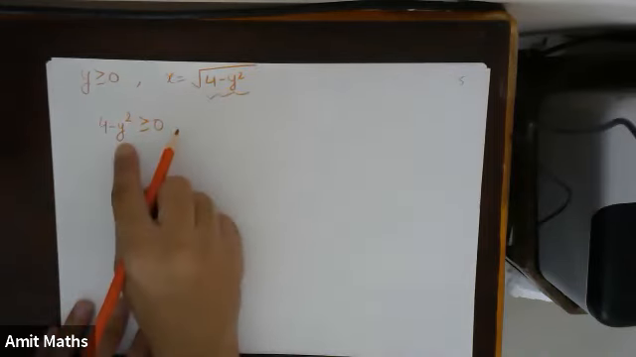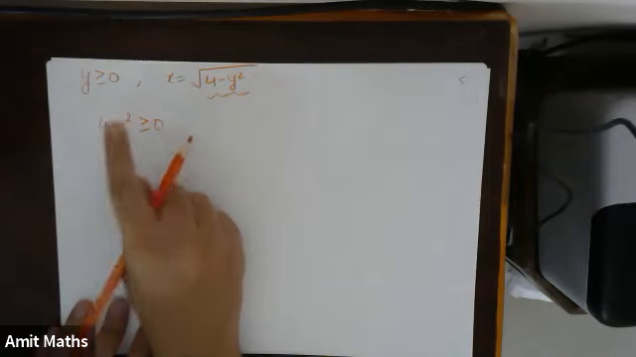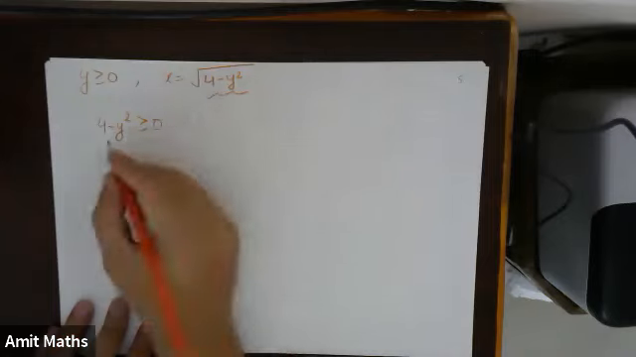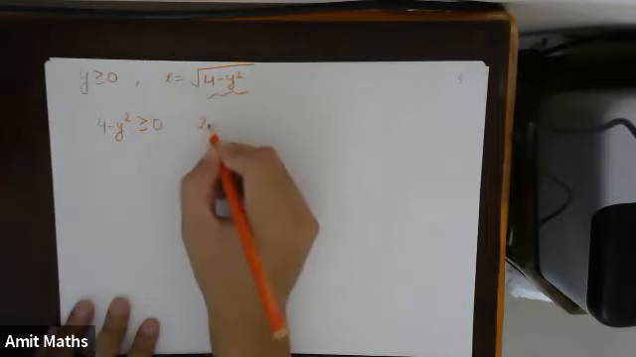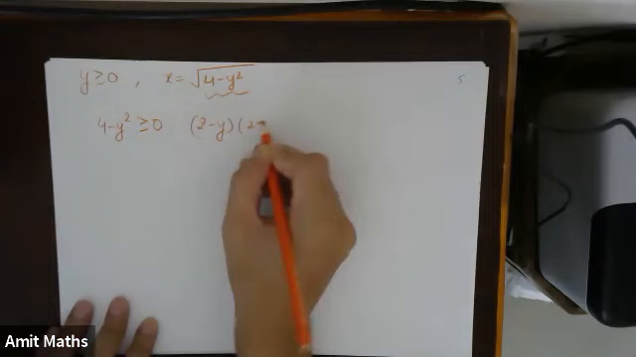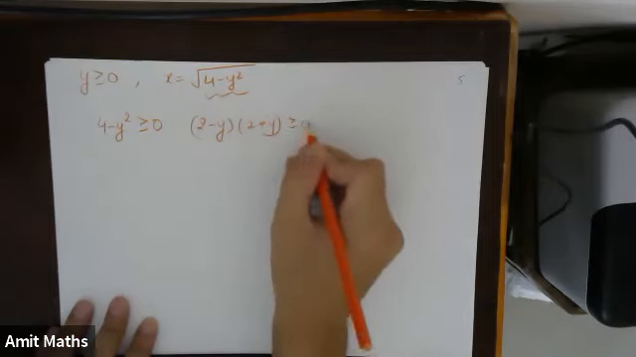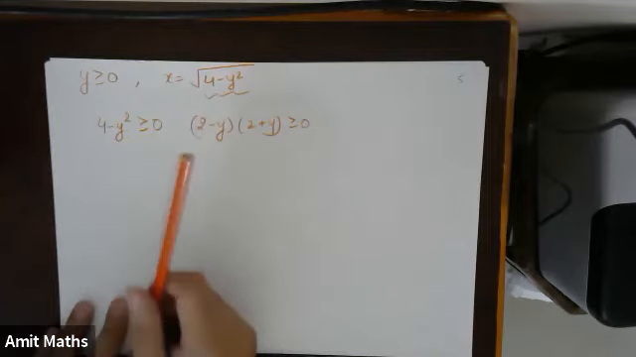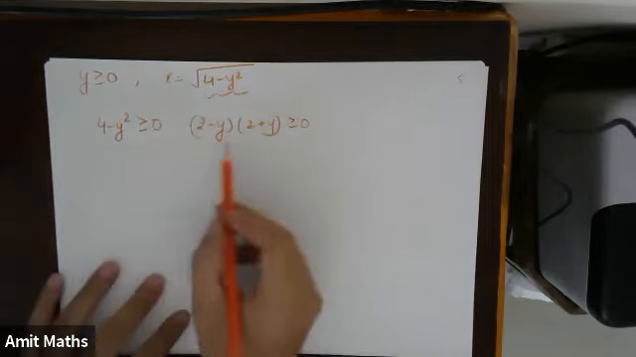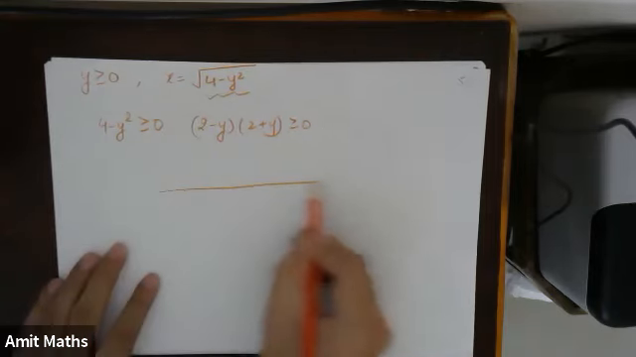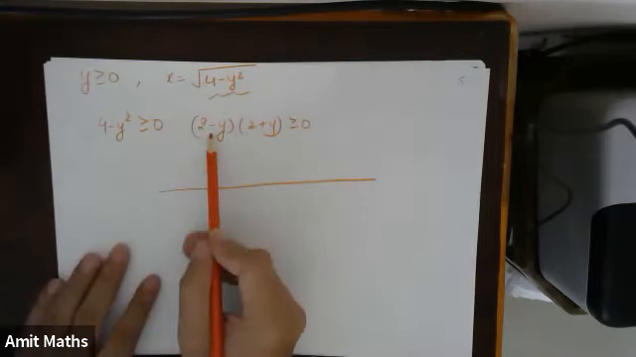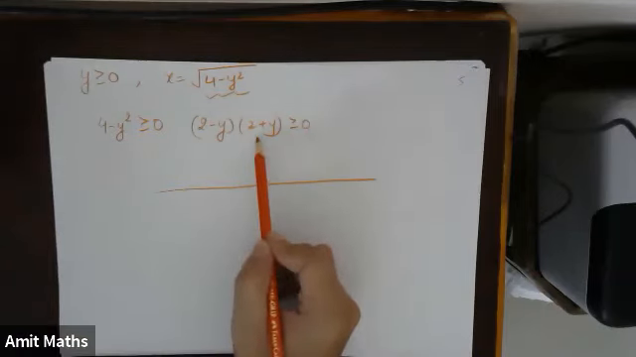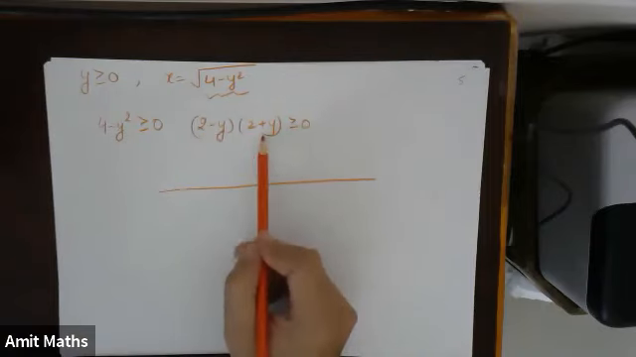This is something like the wavy curve. We have to find whether this is greater than or equal to 0, and this we can factorize. It will become 2 minus y and 2 plus y greater than or equal to 0. Something like the wavy curve, which we have already done many times. Now, second part, we'll find the critical points. For this one, the critical point will be 2, and for this one, the critical point will be minus 2.